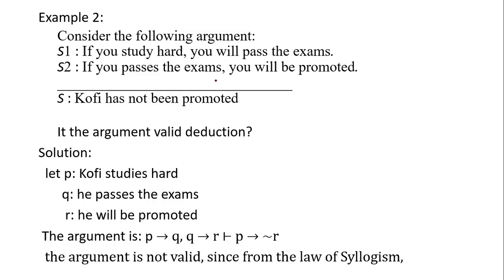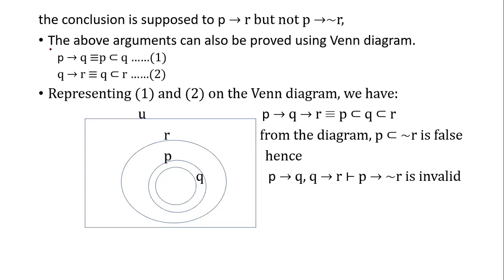In the same manner, we can also draw the Venn diagram for them. That will make it very simple. P implies Q is equivalent to P being a subset of Q, which means P is inside Q. Q implies R also means Q is inside R. So by drawing the Venn diagram, we have this, and it means P implies R.